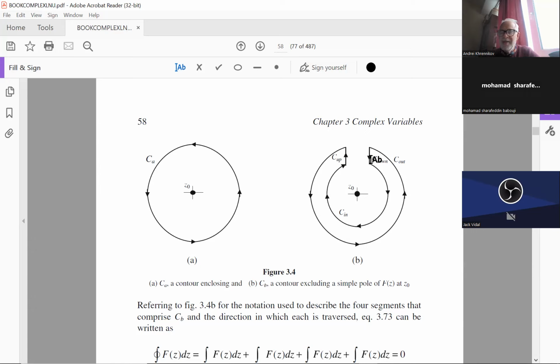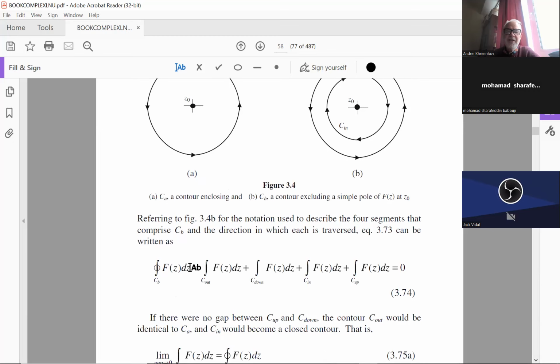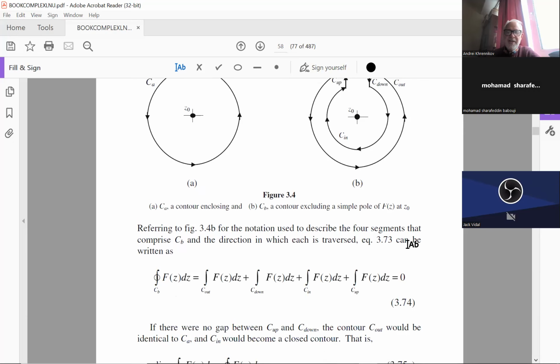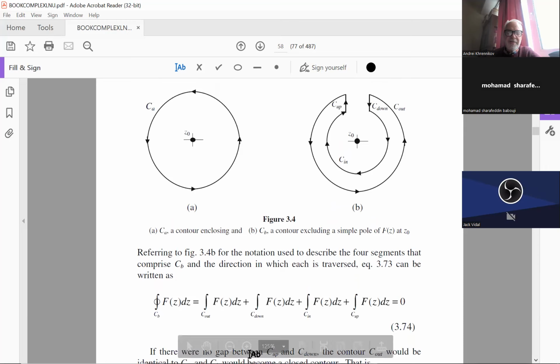So we can apply, for example, Green's formula, or just know that if our function is analytic in this domain, the integral over this closed contour is equal to 0. So this integral is 0. And they write this integral by taking into account all pieces. So we take this piece, C out, C internal, and up and down.